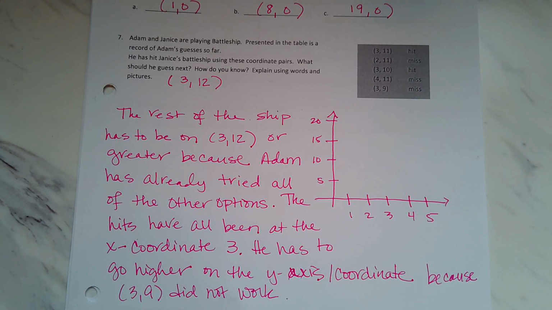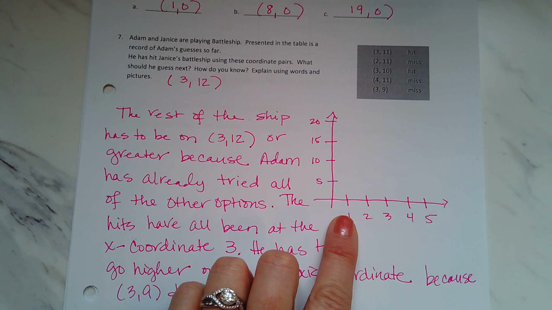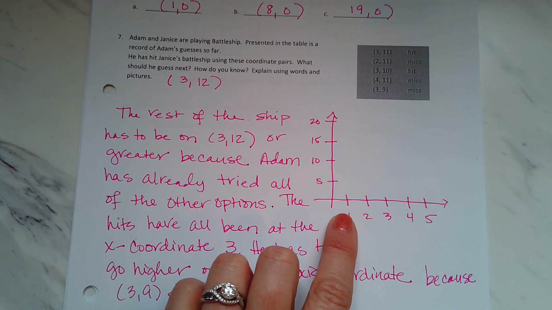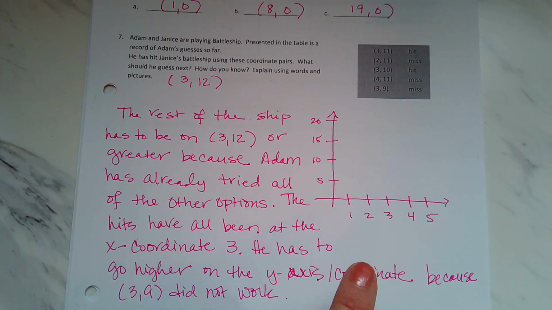So you might want to draw a coordinate grid and plot those points and use the strategy. Where would you choose next? So the rest of the ship has to be on 3, 12 or greater because Adam has already tried all of the other options. The hits have been at the x-coordinate 3. He has to go higher on the y-coordinate because 3, 9 didn't work. So how would you explain that? All right, hopefully you did well.